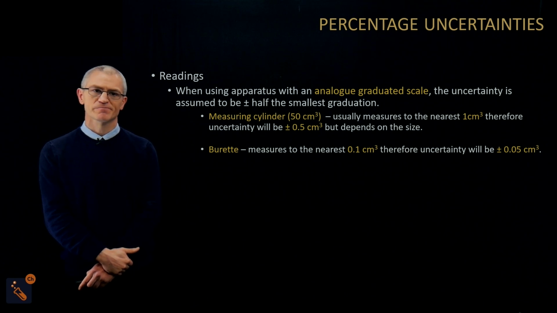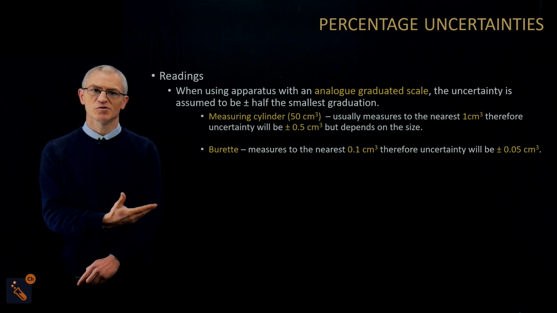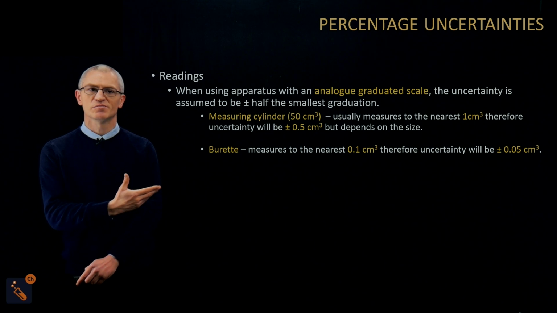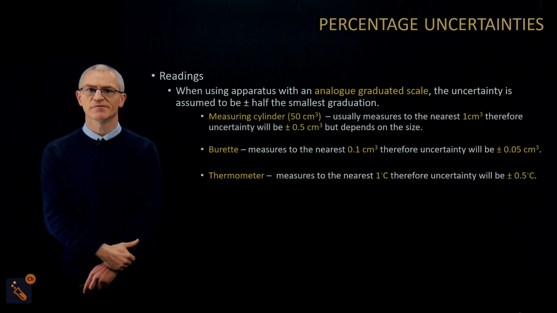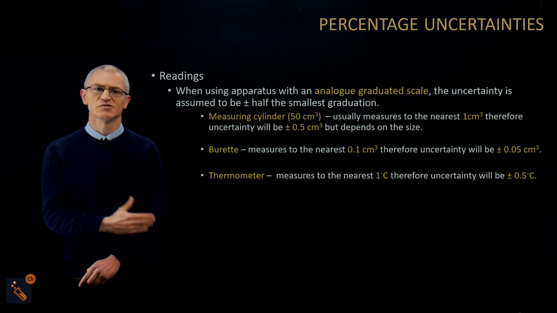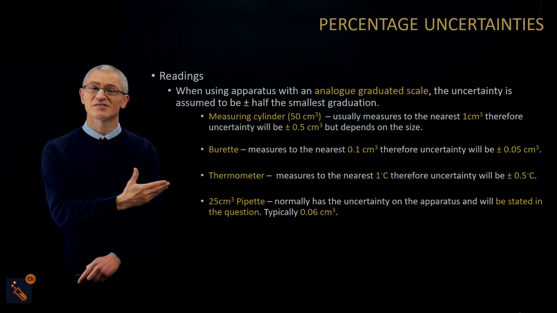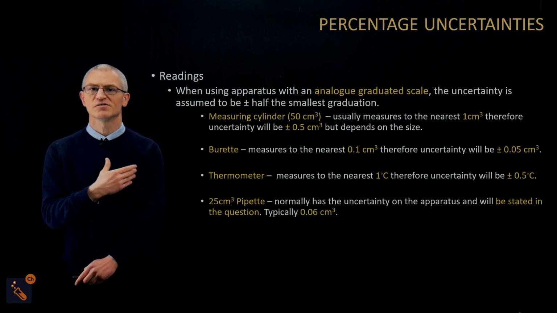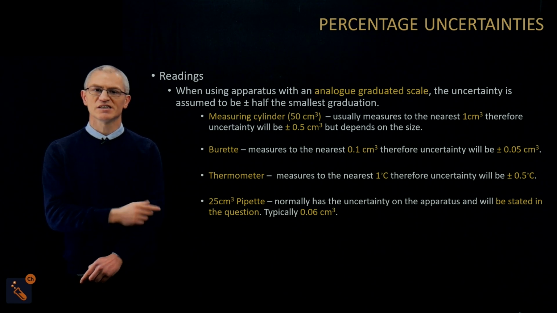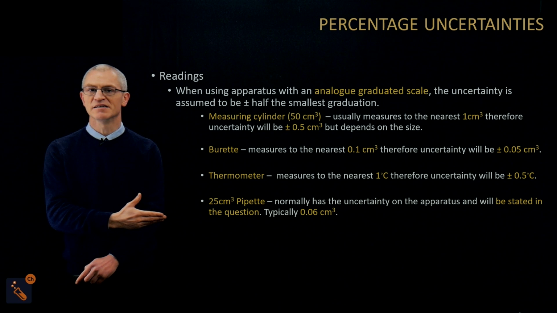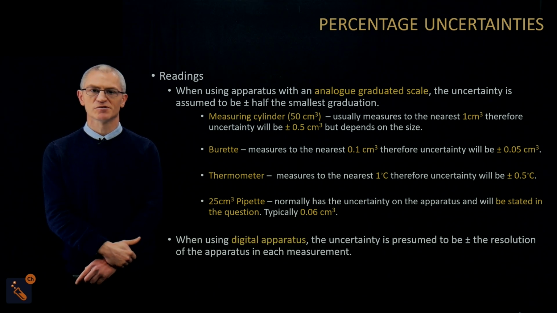Now a burette normally measures to the nearest 0.1 centimeters cubed, therefore the uncertainty will be 0.05, half of that. Thermometer, to the nearest 1 degree, therefore the uncertainty can be 0.5. 25 centimeter cubed pipette, that's normally stated on the pipette. So if you're doing this in a lab, you will see it written on the pipette. Normally they can be class A or class B, and we'll talk later on in the video about the difference between a class A and a class B bit of equipment.